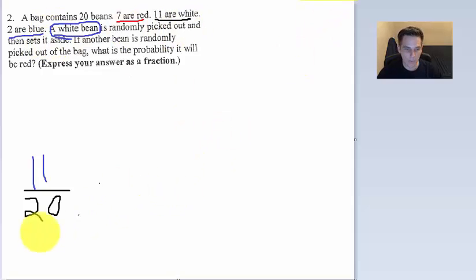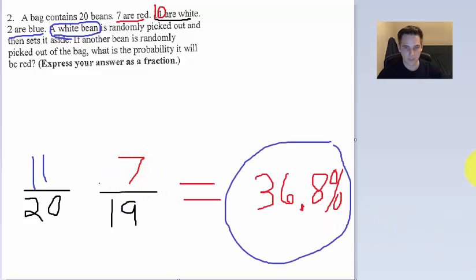But a white bean is randomly picked out and set aside. That means right now our bag is not out of 20. It is out of 19, because there's only 19 beans. That 20th one did not get put back. So if another bean is randomly picked out, what is the probability it will be red? All right, so right now we only have 10 white, 7 red, 2 blue, but they don't care about white. Luckily, we just go with red. So the probability of red is 7 out of 19, which is 36.8%. This is what you're looking for.